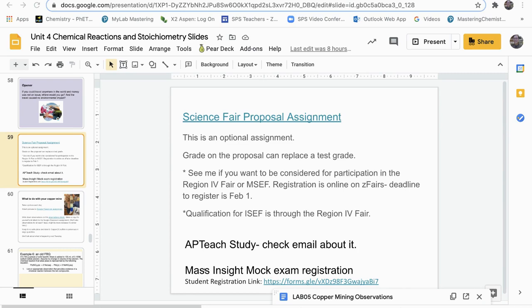There is a Mass Insight mock exam registration. At some point, I will ask you to register for the mock exam, which will be in March. And obviously, it's too far off to know anything, but we'd like you to just register and get on that list.